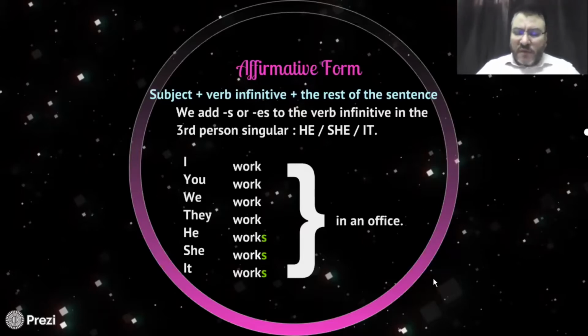So in the affirmative form في صيغة الإثبات you can say I work in an office, you work in an office, they work, we work, okay? But when it comes to he, she, and it, you say he works, she works, and it works in an office. So you add s. When do we add es? We'll talk about that in a minute, and I'll show you some examples.